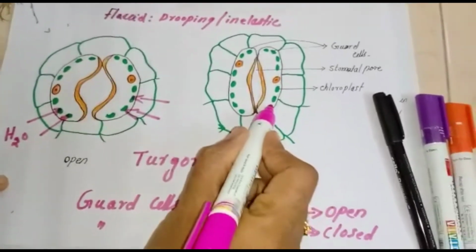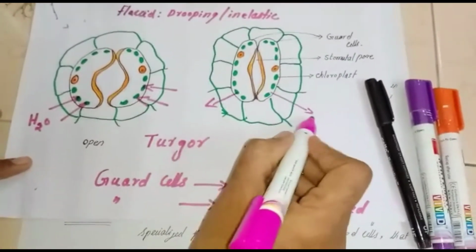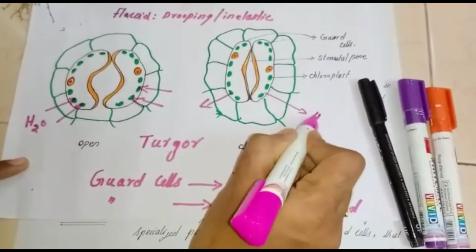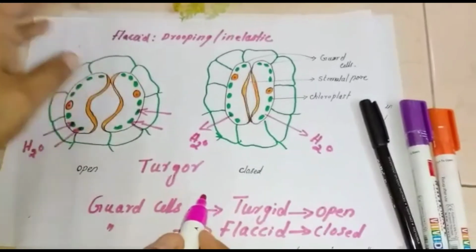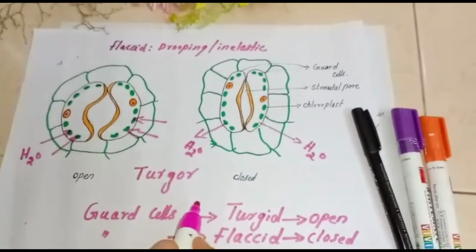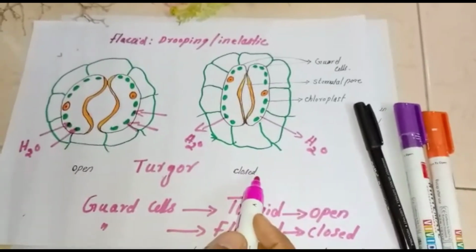When water moves out from the guard cells, they become flaccid. Because of flaccidity, the stomata close.